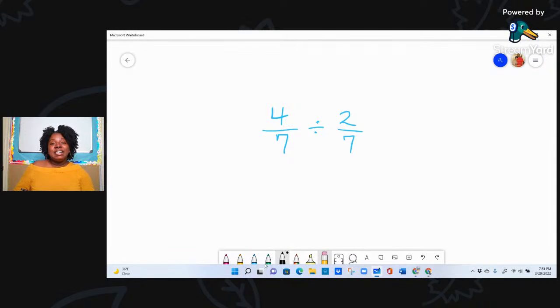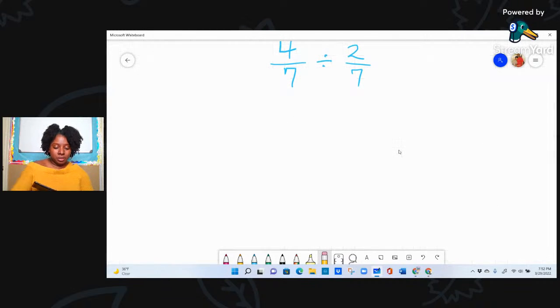So division is not about common denominators. We can't go straight across. I wish that would make our lives super duper easy. Okay. So think about this. Actually, before we do 4/7 divided by 2/7, if you know how to do it, you can do it.